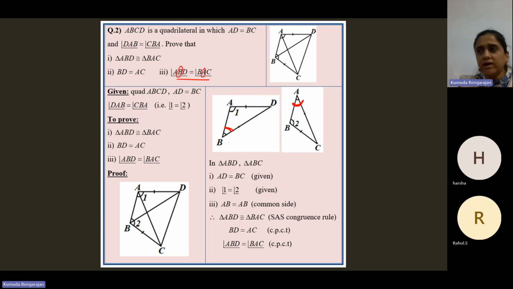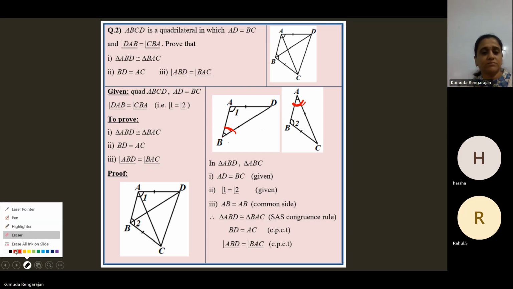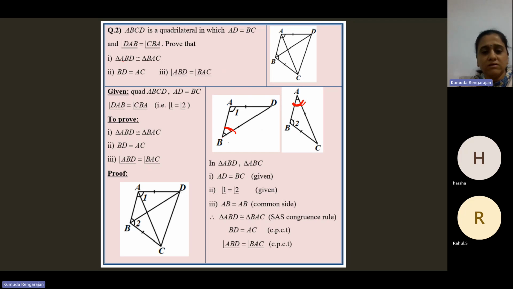So they're asking, meaning we are supposed to show, that these two angles are equal. Yeah, this angle is equal to this angle because CPCT. How? Because see the name here. B of the first triangle is equal to A of the second triangle. So both are by CPCT.